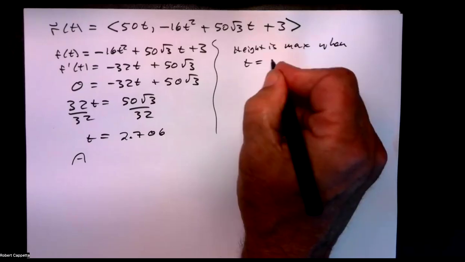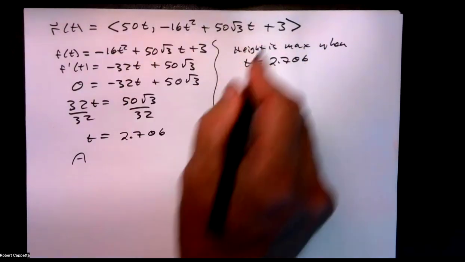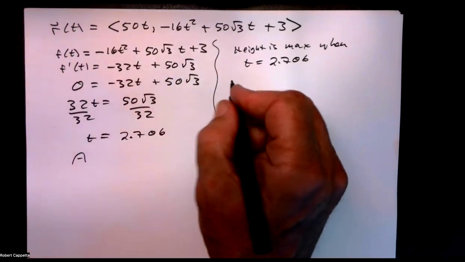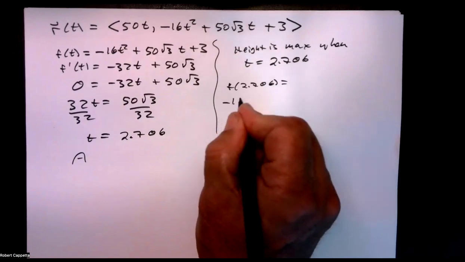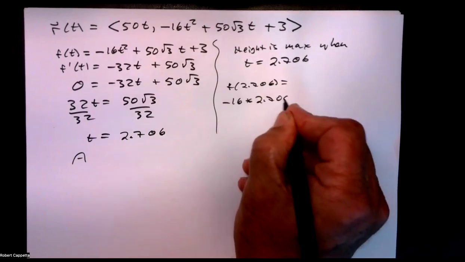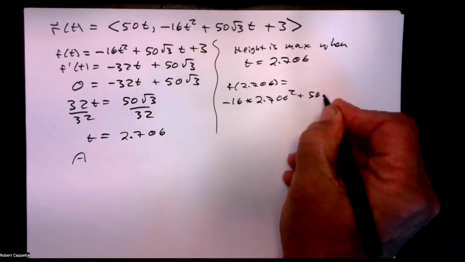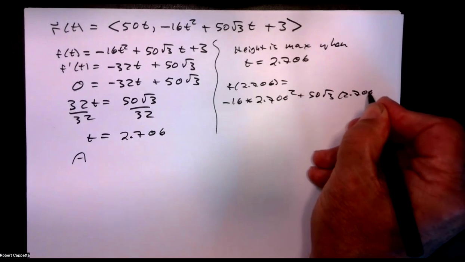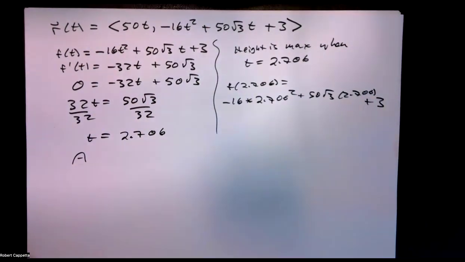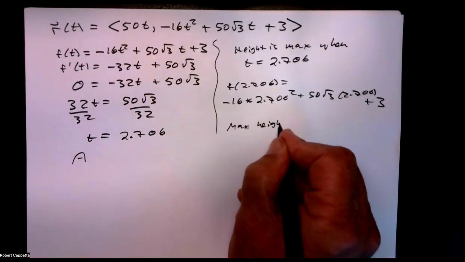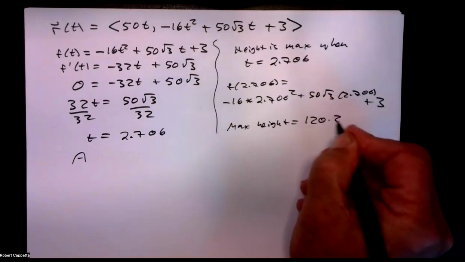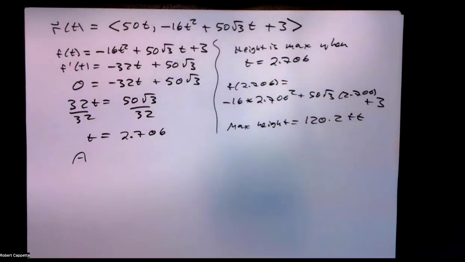But what is that maximum height? You've got to plug 2.706 in for t. So what is f of 2.706? That's negative 16 times 2.706 squared plus 50 root 3 times 2.706 plus 3. And we get about 120.2 feet. I'm just going to warn you, this is assuming we're in a vacuum. This is assuming there's no air resistance. So this is certainly in ideal circumstances.